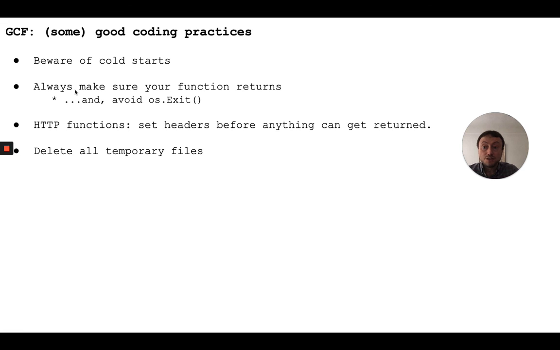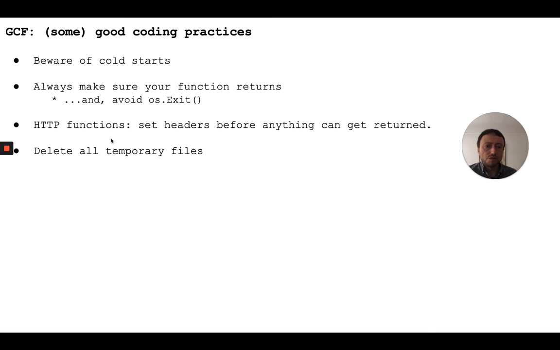Specifically for HTTP triggered functions, make sure that you set your headers before anything can get written back to the client. Incorrectly set headers can actually lead to security issues, so you want to make sure that headers are set even before anything gets returned, including errors that go back to the client.